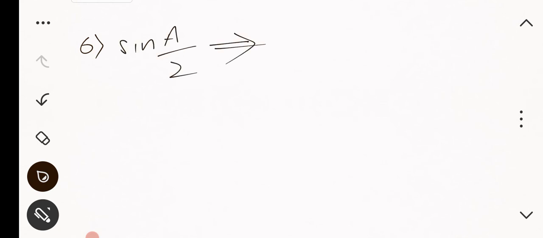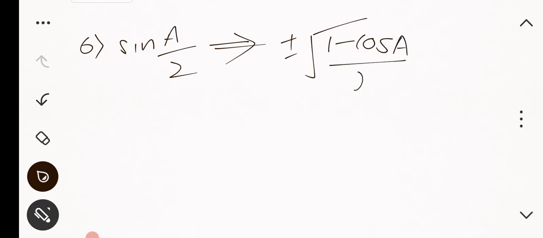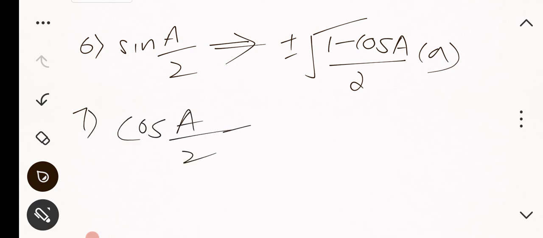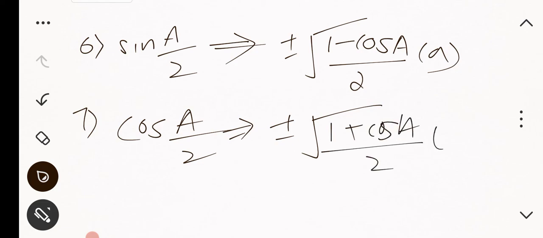And now we will see the matrix matching, which is already there in the concept. We should just match it, okay. Sin A by 2, cos A by 2, which is already there in the concept. We should just match. So I will write the answers for it. Sixth question, sin A by 2 matches plus or minus root of 1 minus cos A by 2, which is option A. Seventh one, cos A by 2, nothing to explain, it is already proven, okay. Plus or minus root of 1 plus cos A by 2, which is B.